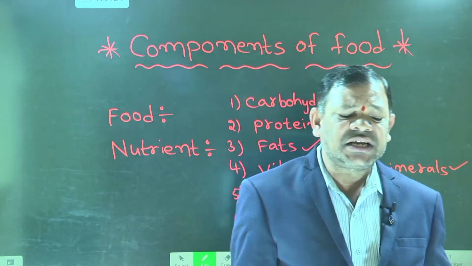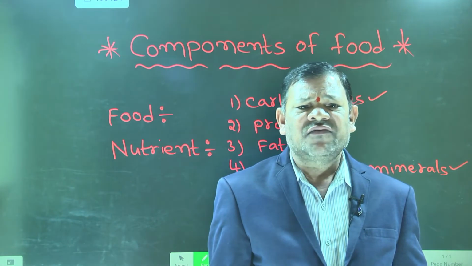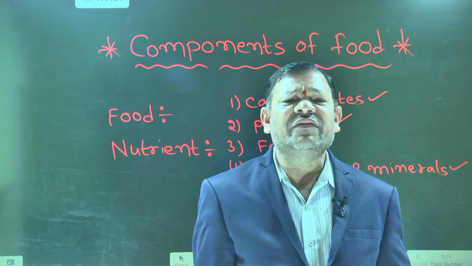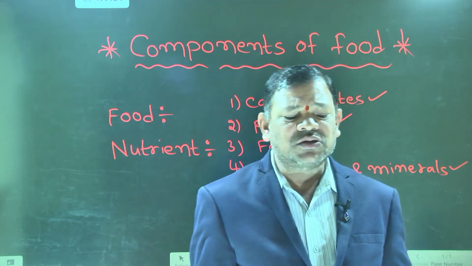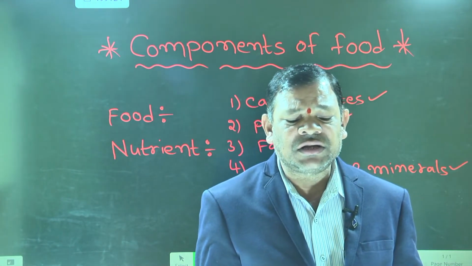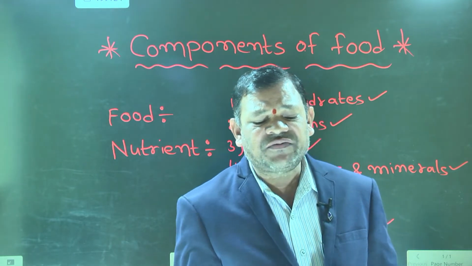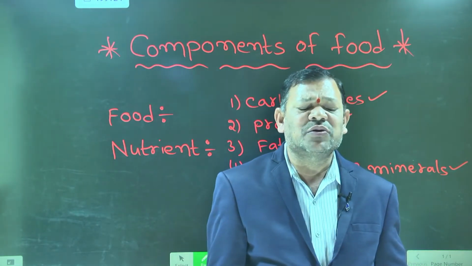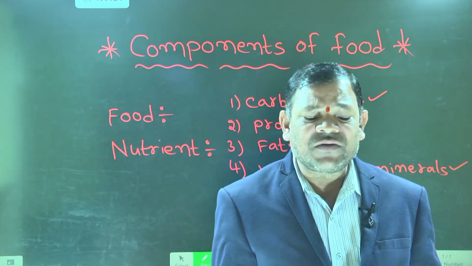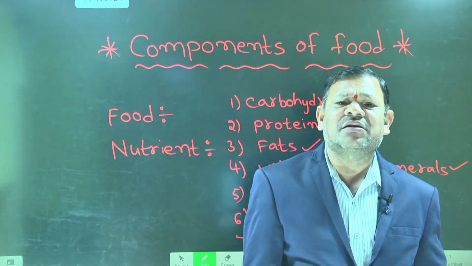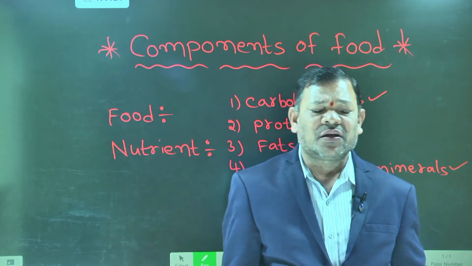Especially fibers help to prevent constipation. Fibers are also components of food that are present in different kinds of vegetables and fruits. They clean our food canal and prevent constipation.